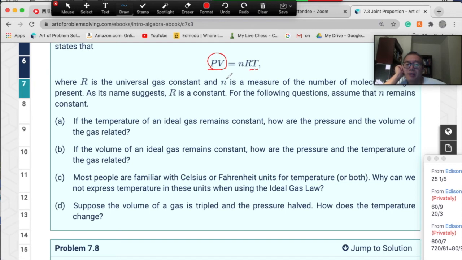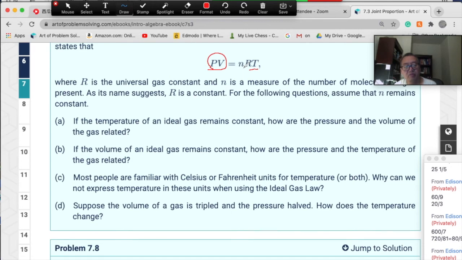Based on what we learned before, if T is a constant, they tell you R is a constant. N is also constant for this case because N is the number of molecules of the gas. So if you did not allow the gas in this volume to go out or new gas to come in, then N is also constant. Okay, now let's see.